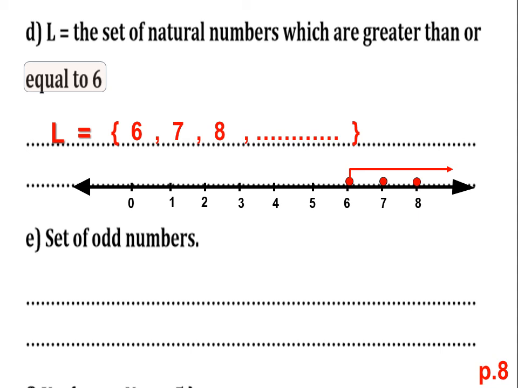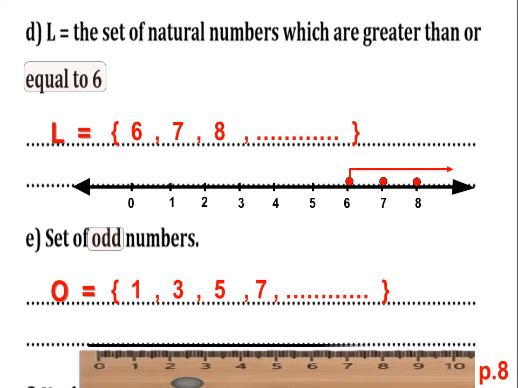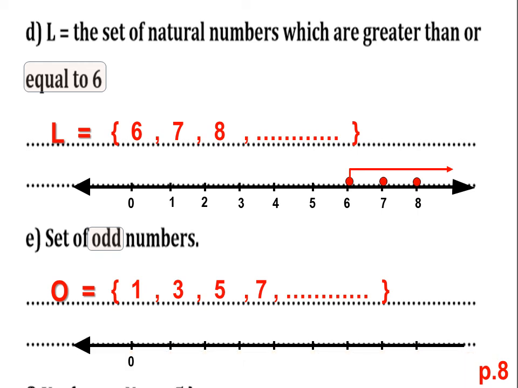Let's solve letter E, the set of odd numbers. Here, as we know, the set of odd numbers, which means O. So O equals the set of 1, 3, 5, 7 and so on. So let's draw the number line, and here our line, the dashes, and here my arrow, 0, 1, 2, 3, 4, 5, 6, 7, 8 and another arrow.